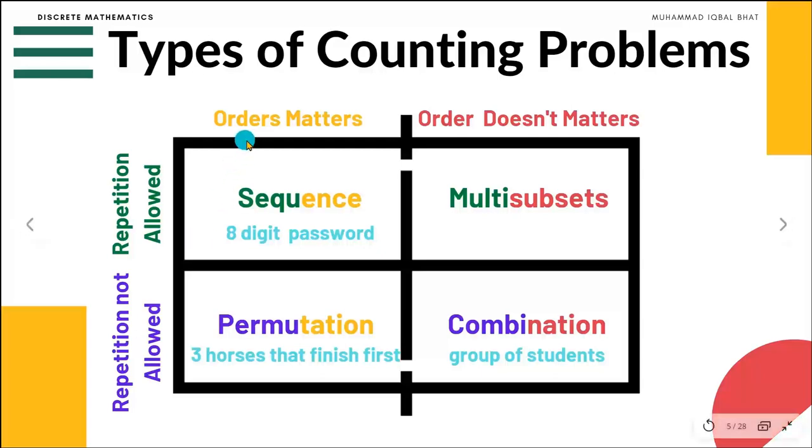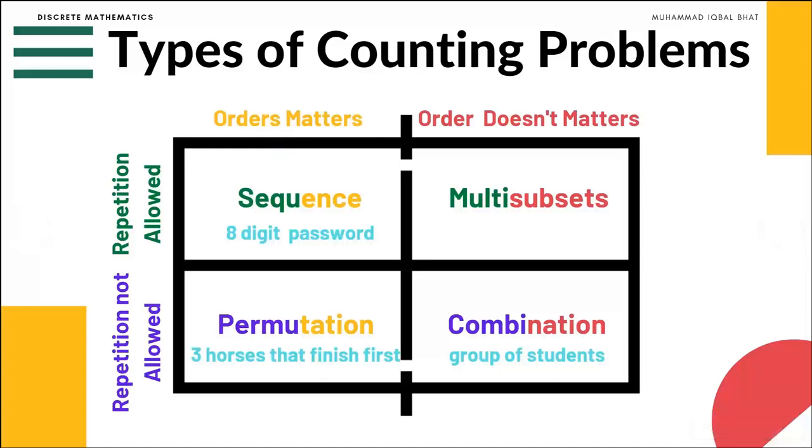For example, if order matters and repetition is allowed, then we call that counting problem a sequence. For example, if you have to create an 8-digit password, and in a password we know that order matters. ABC is different from BCA.